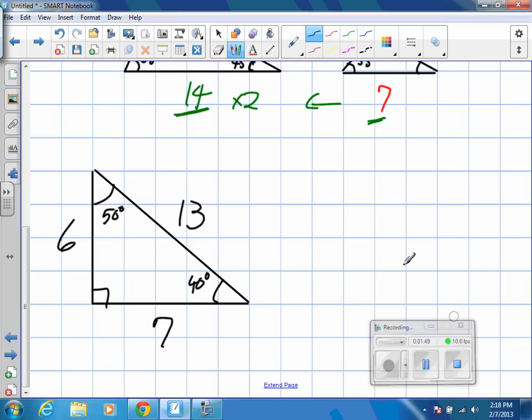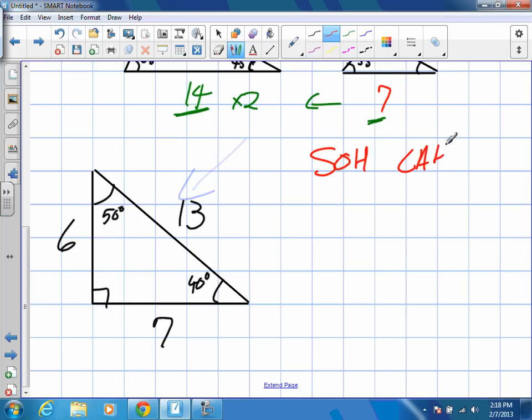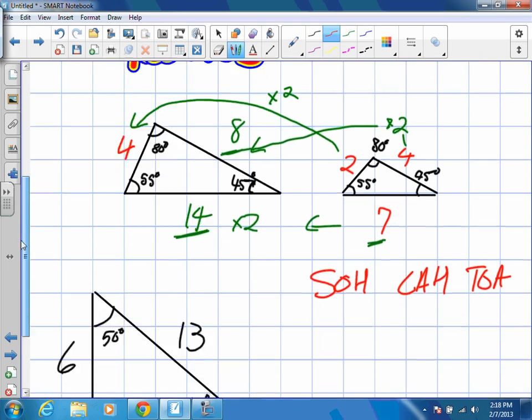So, next we're going to work with primary trig ratios. In order to use primary trig ratios, which you guys know as SOHCAHTOA, okay, you must have what type of triangle? 90 degrees. Yes. For similar triangles, does it have to be 90 degrees? No. But for SOHCAHTOA, it does.